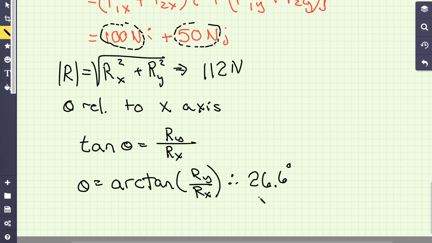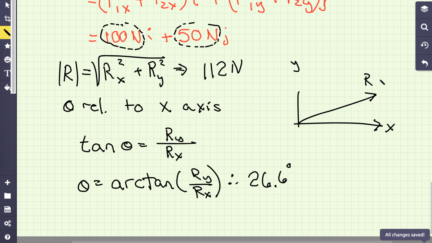So visually, it looks like this. You have your x-axis, your y component, and your resultant R vector, and then you have an angle, which is that theta. So that's how you aggregate or add two different vectors together in rectangular coordinates.